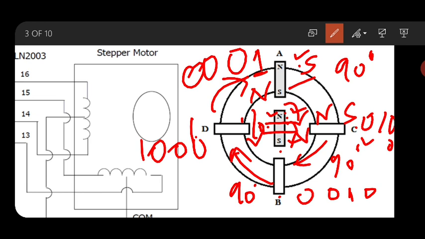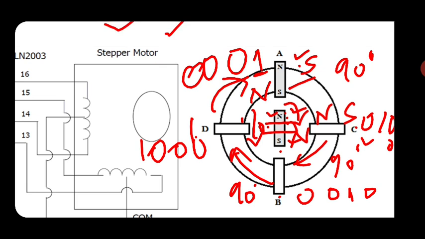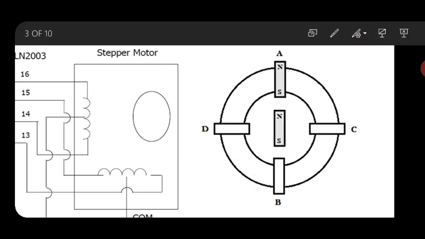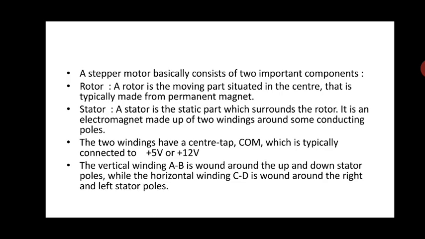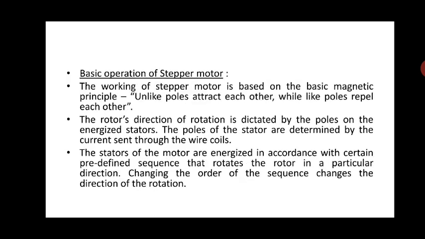Now if I energize A, and then D, and then B, and then C, your rotor will take an anti-clockwise direction. I hope you understood. Either you move in a clockwise sequence A, C, B, D, or you energize A, D, B, C, and again A, which will take an anti-clockwise direction. This is how the basic operation of the stepper motor works. This is what level A and B and how operation will be done.